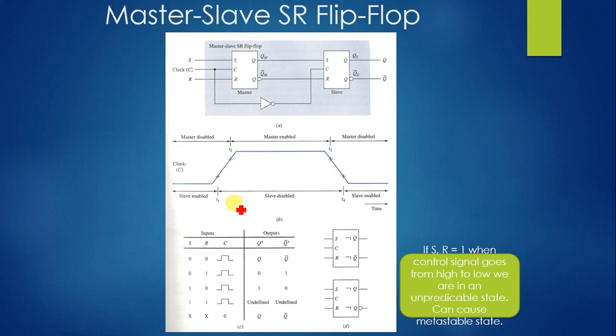So you can check this timing diagram. At time t1 slave is enabled. From this time the master will get disabled. At the same time when slave is enabled, master will get disabled, and so on. Set and reset will require one clock pulse.